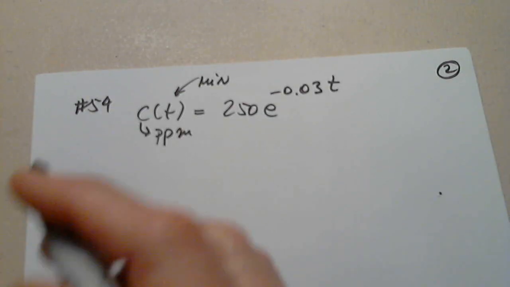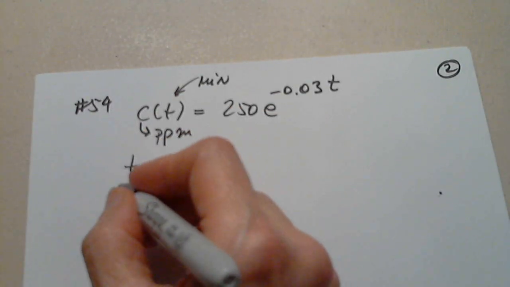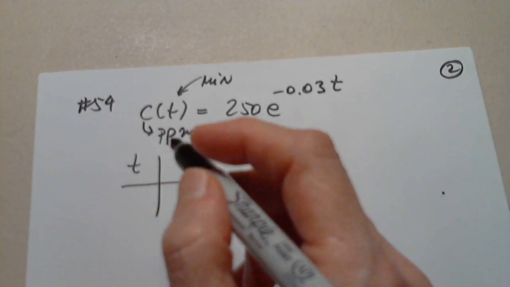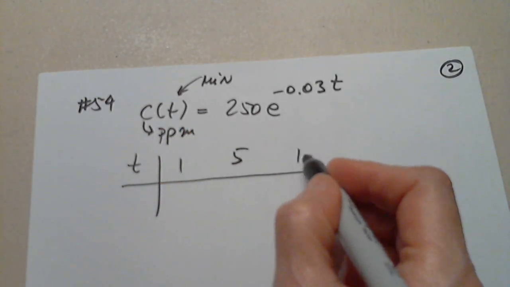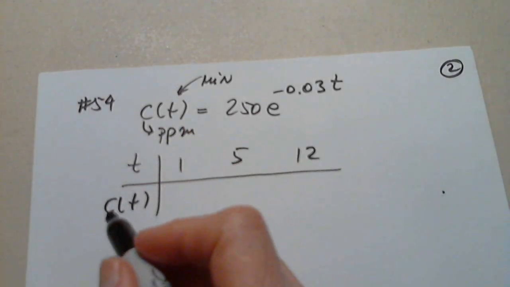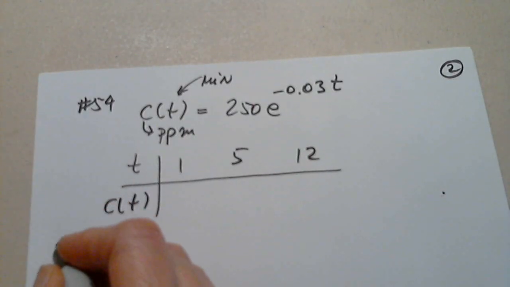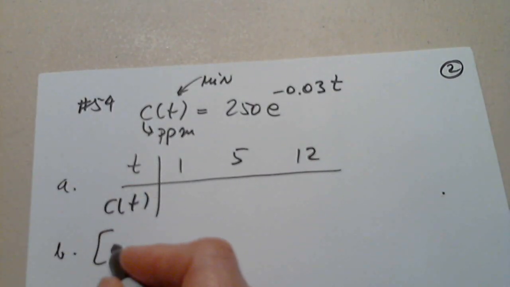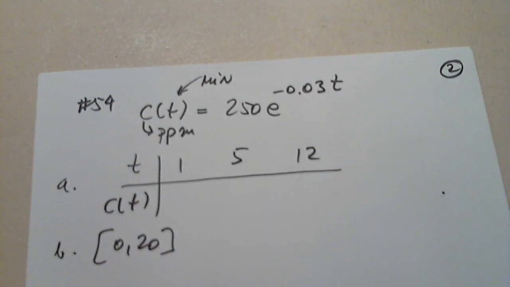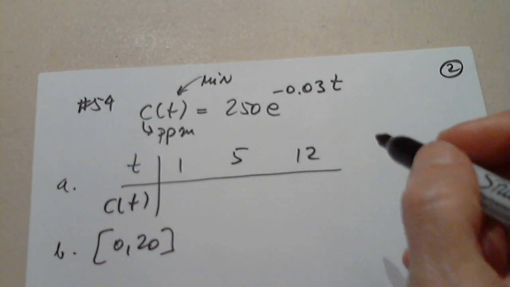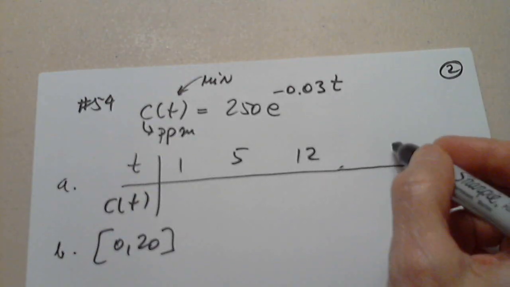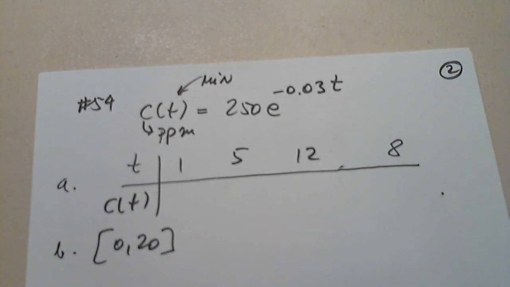Very important, because without a measurement unit, there is a problem. Find the concentration after 1, 5, and 12. So do we need to do that part, to plug it in? Okay, we'll do that. In part B, they're asking us to graph it on 0 to 20. And in part C, I'm going to also add 8. And also they want C prime of 8 as well.